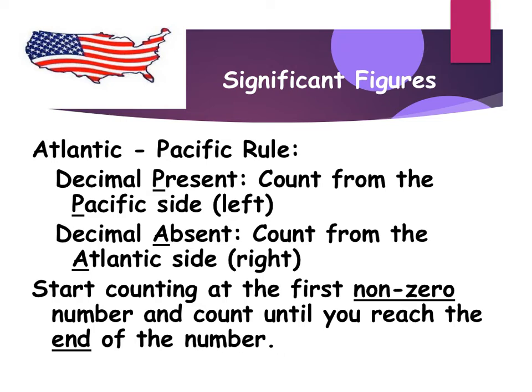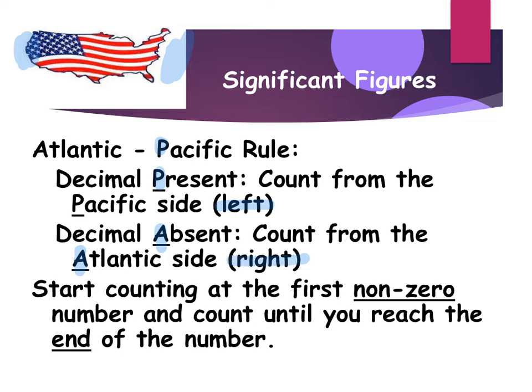Now that you have an idea of what significant figures are, we're going to go over a rule to help you figure out how many significant figures a number actually has. There's a trick to this. It's called the Atlantic-Pacific rule. The Atlantic, as you know, is on this side over here on the right of the United States, whereas the Pacific is on this side over here by us on the left. So Pacific with the P would represent a decimal being present, which means we're going to come from the left side. If the decimal is absent with an A, we would come from the Atlantic side or the right.